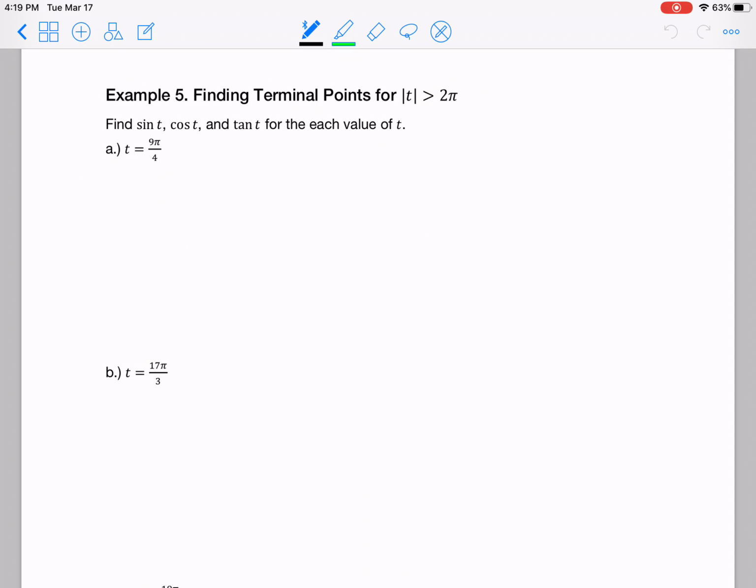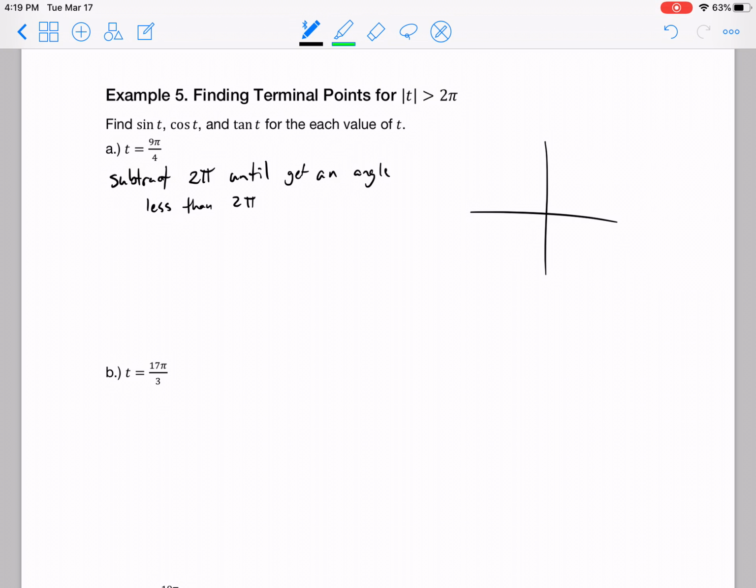The way you're going to want to do this, or at least the way I do this, is to simply start subtracting 2 pi's until I get to a number less than 2 pi. So just keep repeatedly subtracting 2 pi until you get an angle that's less than 2 pi. And that's how we can find where the terminal point will be.